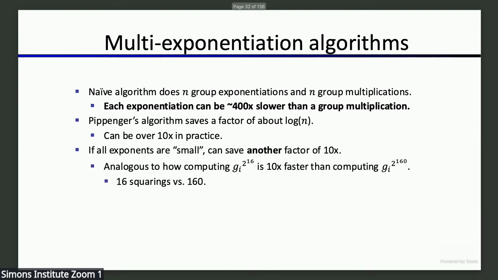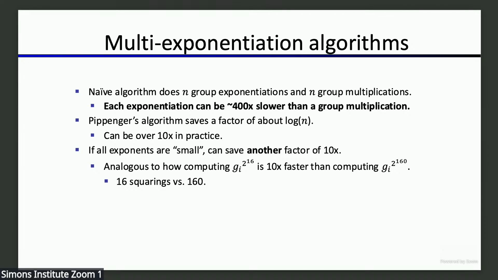All right. Now, the other important point is that if all the exponents are small, you can save another factor of 10. If the exponents were arbitrary field elements, each exponentiation would be about 400 group operations, group additions or multiplications. It goes down to something like 40 with Pippenger's. But if all your exponents are small rather than arbitrary field elements, it goes all the way down to potentially as little as one group operation. This is just like raising something to the power 2 to the 16 being 10 times faster than raising it to the power 2 to the 160.